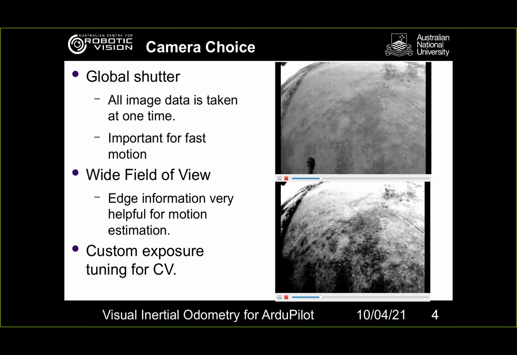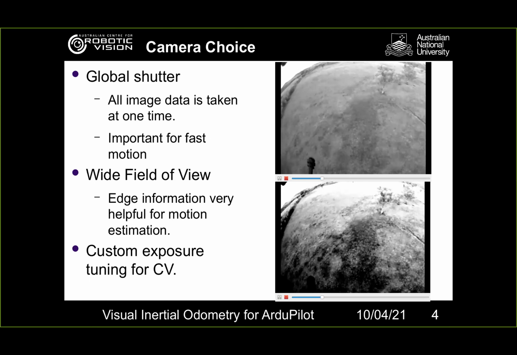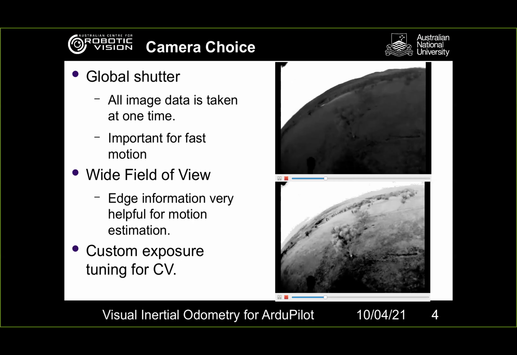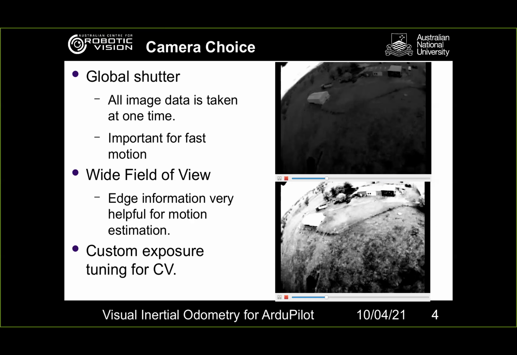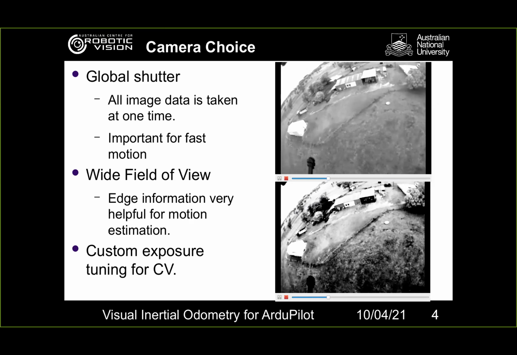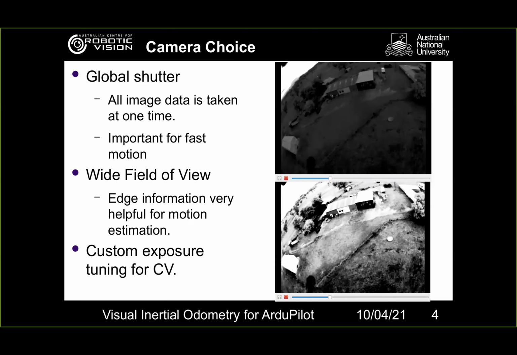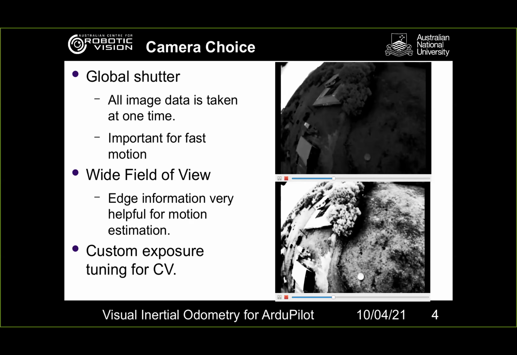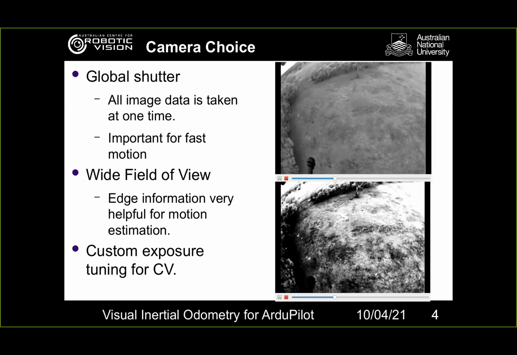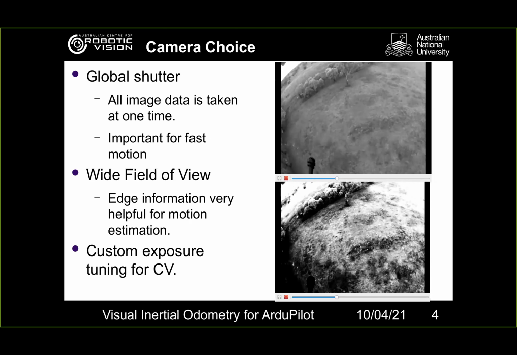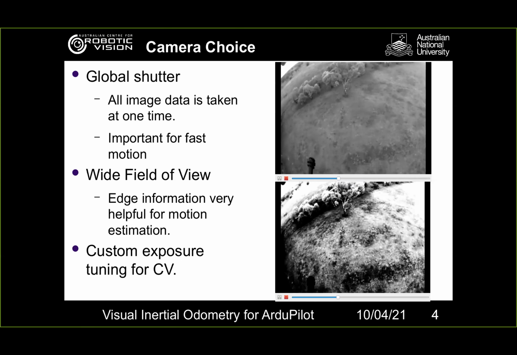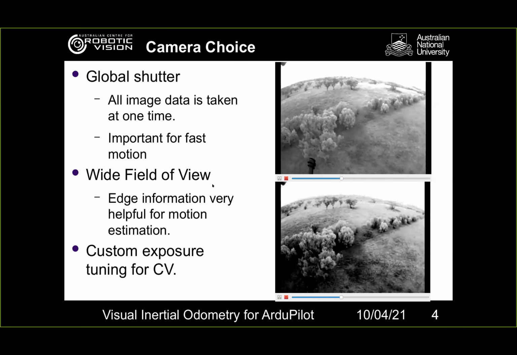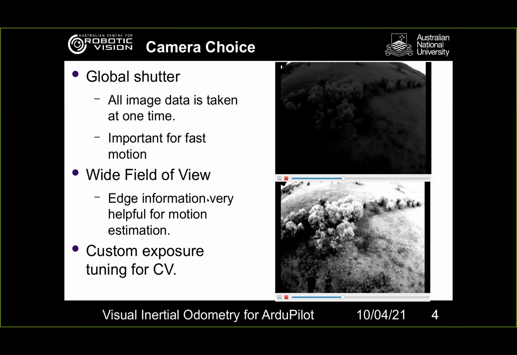The other thing is that we want a wide field of view. So we want to be able to get a lot of information around the robot, and this really helps with motion estimation. So I mean, there's a reason that our human eyes can see something ridiculous like 130, 140 degrees, right? And it's because it really helps us estimate our own motion.